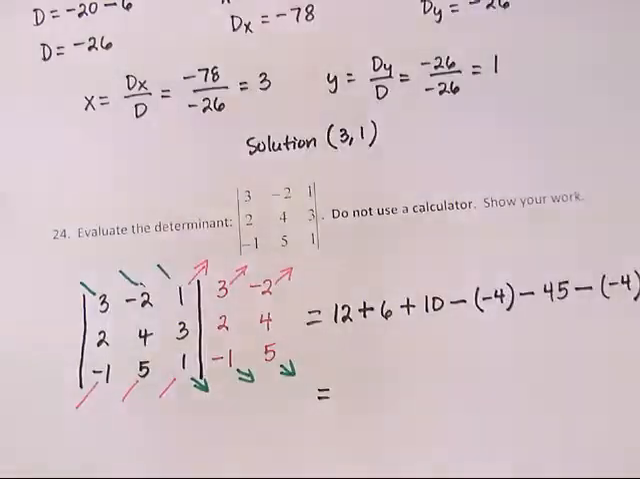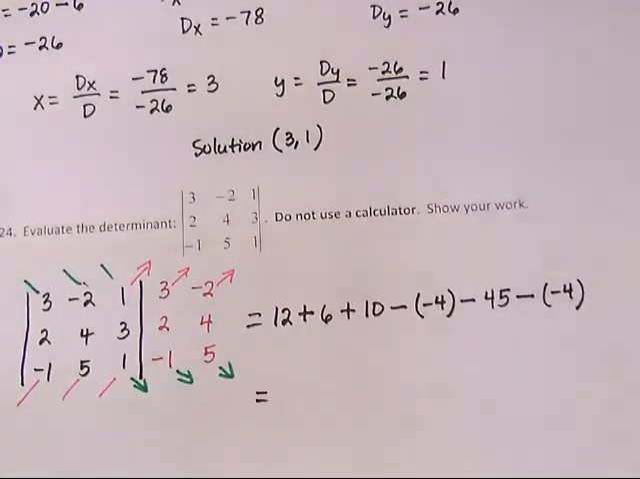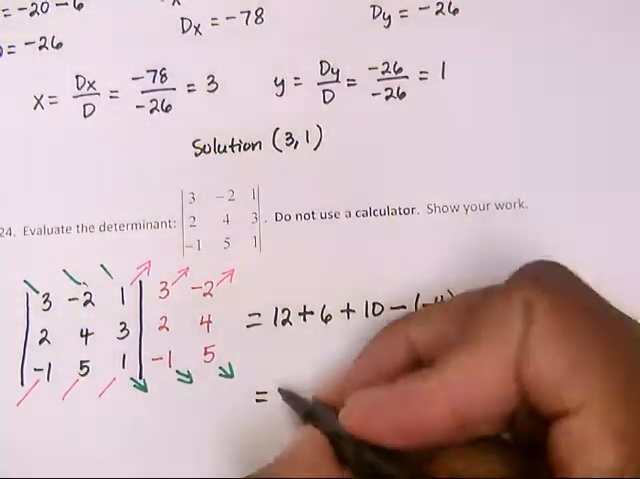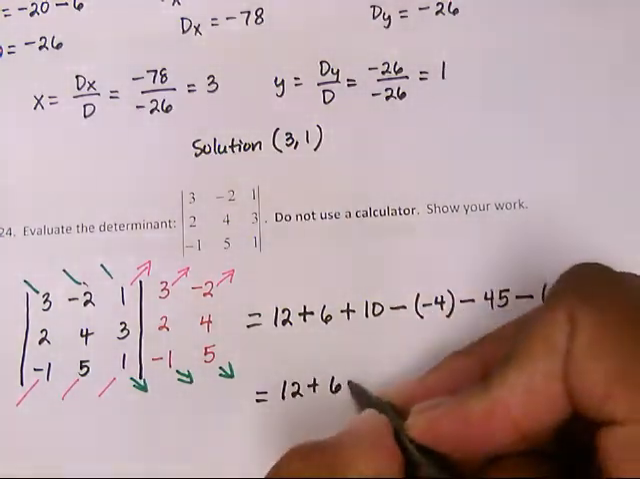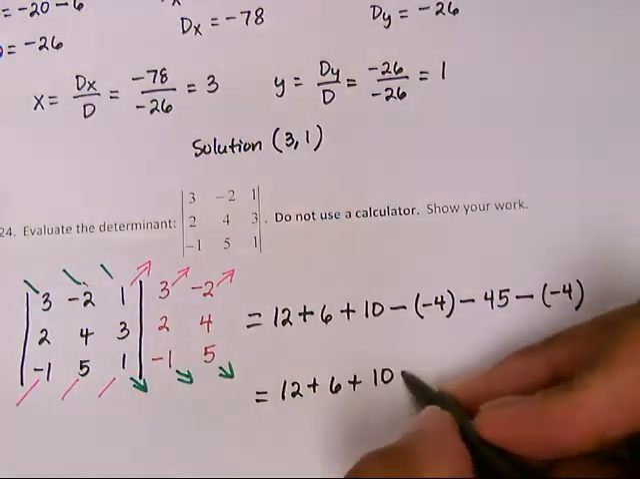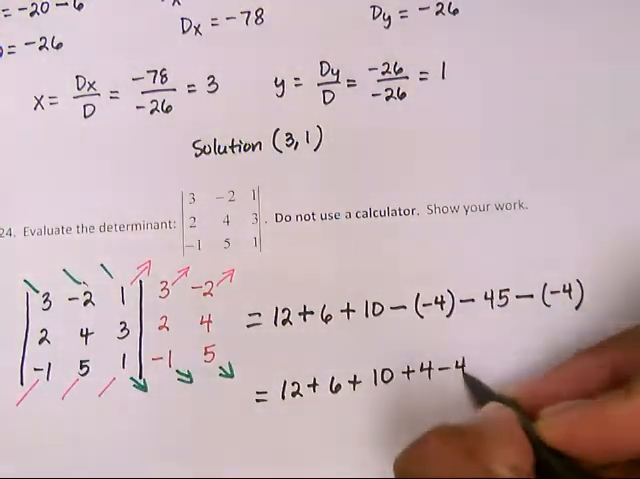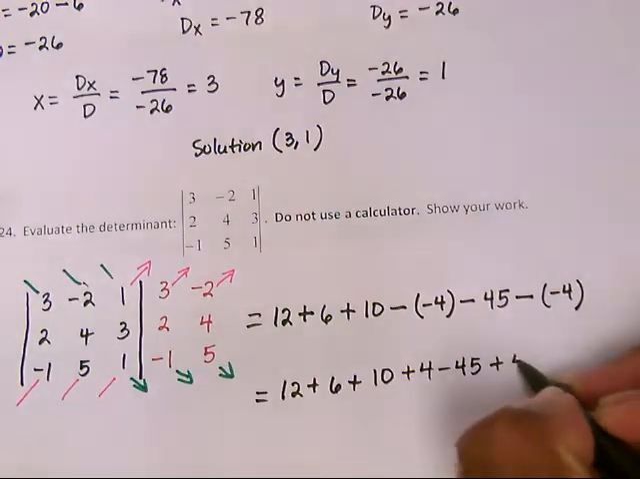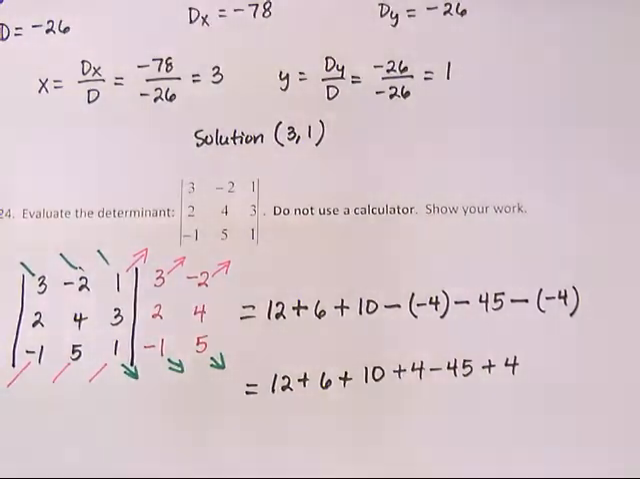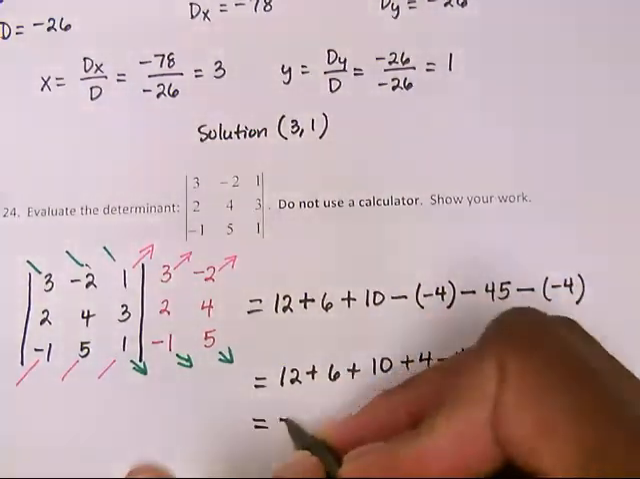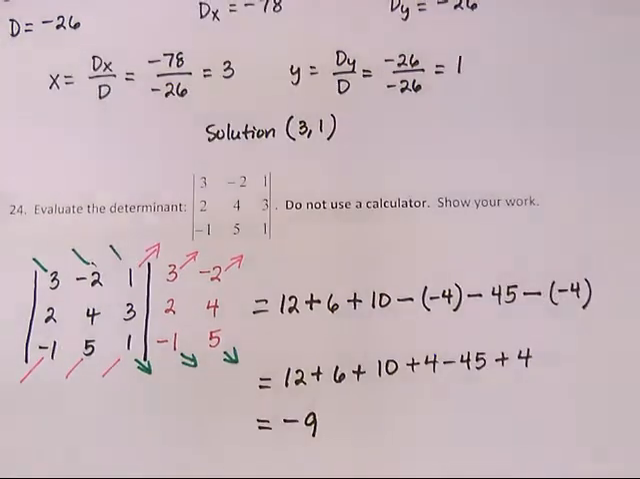Now we can type all of this in the calculator if we want to, or just simplify it if we can, by doing this. 12 plus 6 plus 10 minus a negative 4 will be plus 4, minus 45, and then minus a negative 4 would be plus 4. So if I do 12 plus 6 plus 10 plus 4 minus 45 plus 4, that will give you negative 9. So the determinant for that matrix will be negative 9.